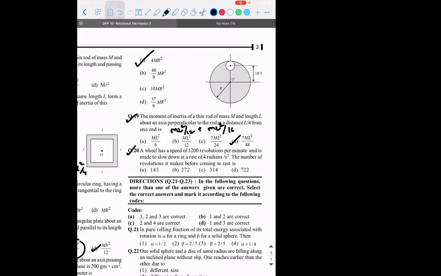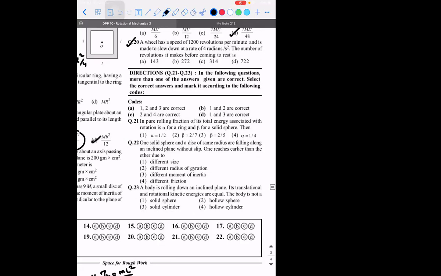Question number 20. A wheel has a speed of 1200 revolutions per minute and is made to slow down at a rate of 4 radians per second square. The number of revolutions it makes before coming to rest. Do it fast. So the wheel has a speed of 1200 revolutions per minute. Have they given you angular velocity or frequency? Frequency. Frequency is converted to angular frequency by multiplying with 2 pi.